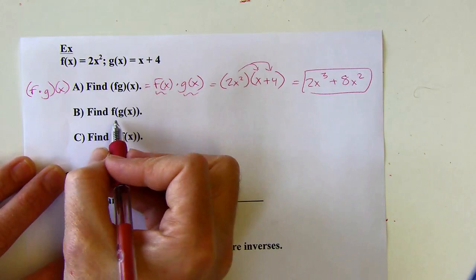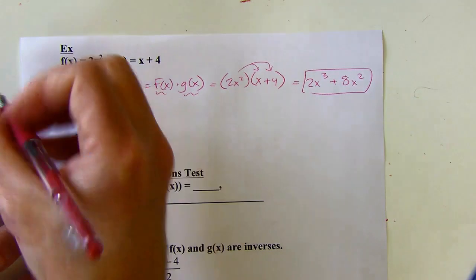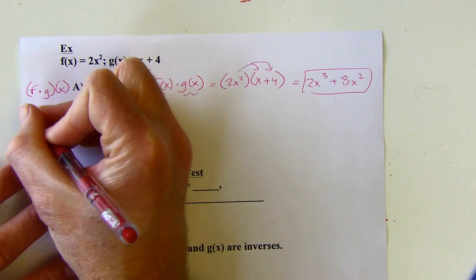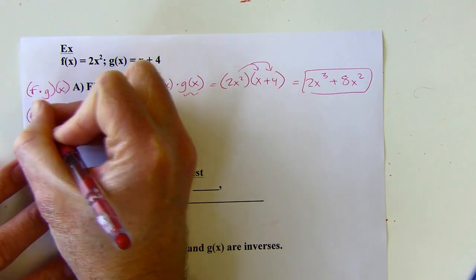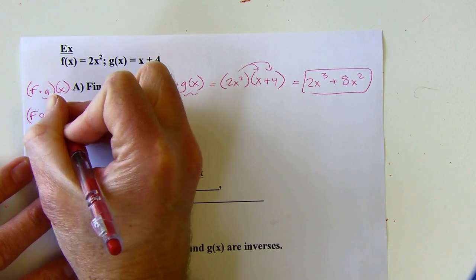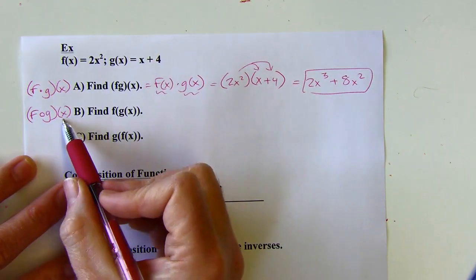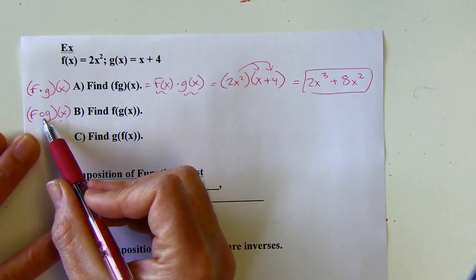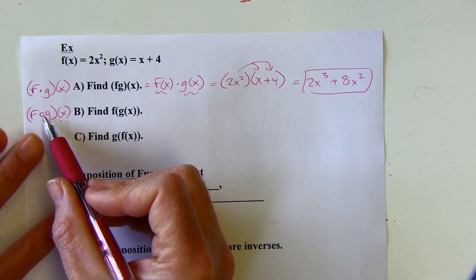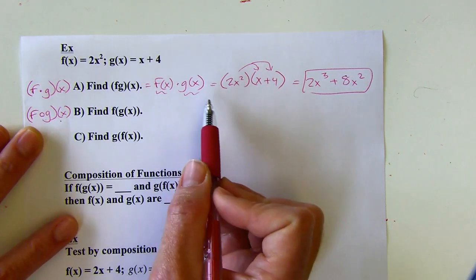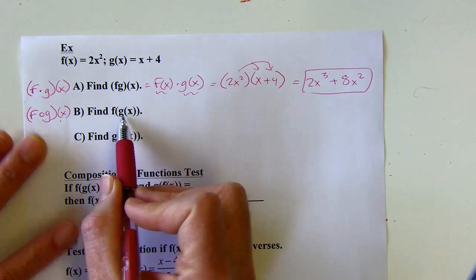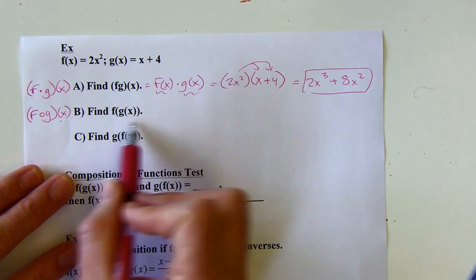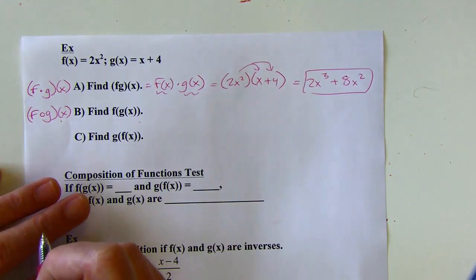Sometimes you'll see this is f of g of x. This is different, okay? So sometimes you'll see this one written with an open dot between the f and the g. And a lot of times people think, oh, this must be multiplication. I don't know why it's an open dot, but this really means f of g of x. It's g of x inside of function f, okay?